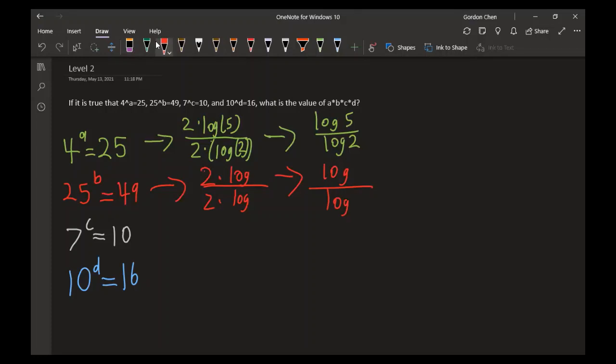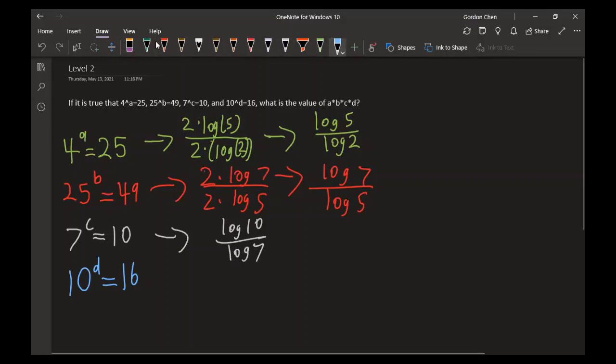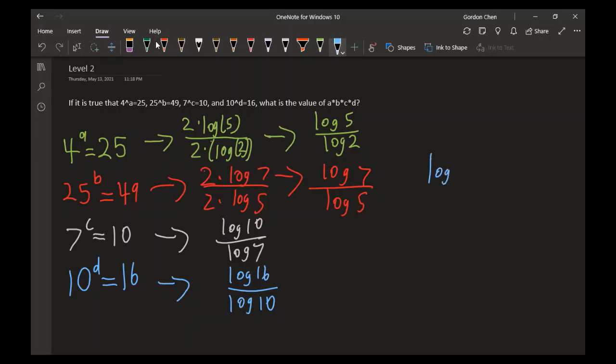So this one is log of 10 over log of 7. And the final one is log of 16 over log of 10. And if you multiply all of them together, you get log of 16 over log of 2, which is 4.